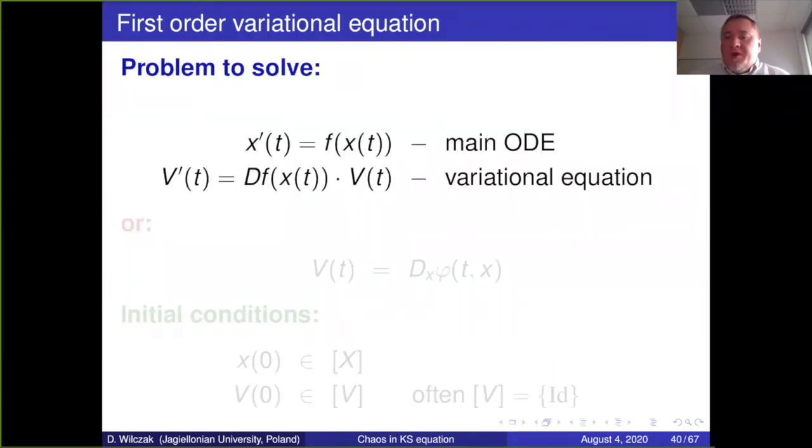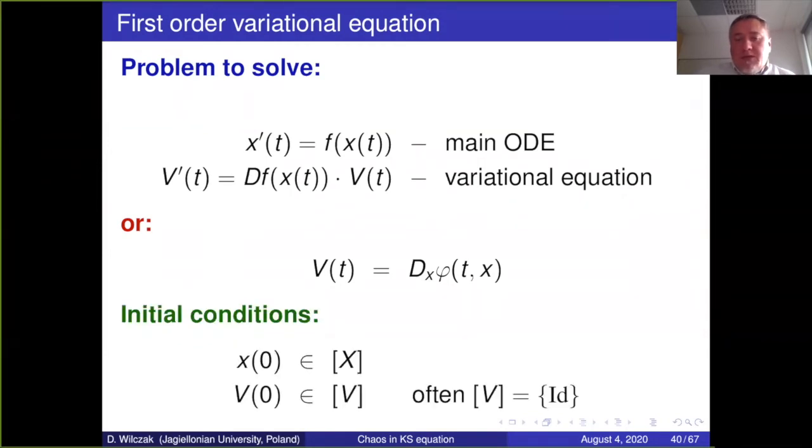Okay, how about variational equations? This is the new part, and I'm going to start from finite dimensional ODEs. If we have an ODE, then we can also integrate the associated variational equations to the system. Usually our initial conditions are x of 0 belongs to some set X, and v of 0 belongs to some set of matrices V. Quite often it is just the identity, but it is not necessary.